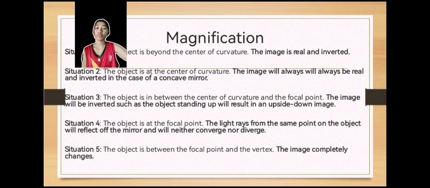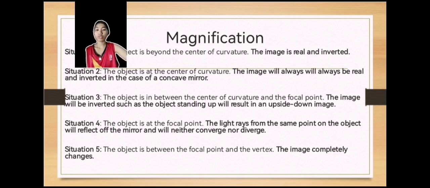So next is situation 2. The object is at the center of curvature. Here, the image will always be real and inverted in the case of a concave mirror. The light rays converge to form an image that is real, inverted, and the same size as the object. This means that the image formed is not magnified and appears in an inverted orientation compared to the object.